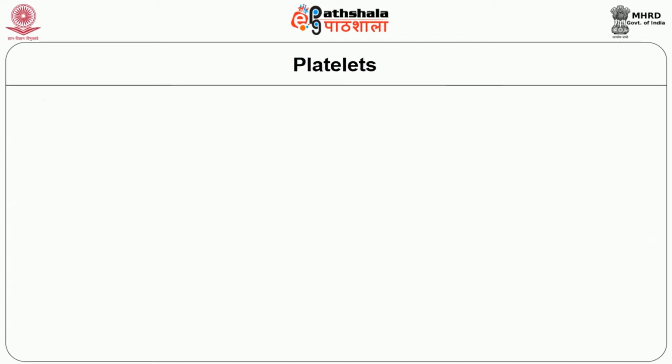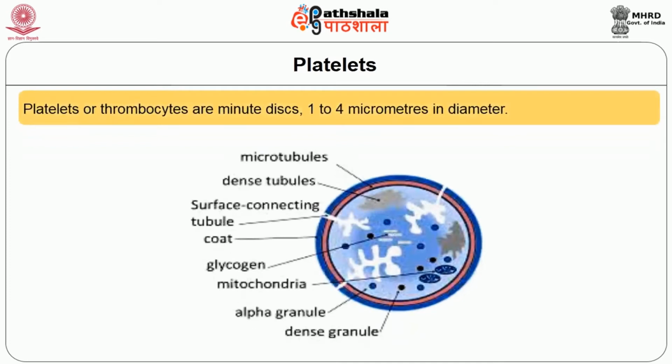So now before going into the next mechanism, that is mechanism of platelet plug formation, I will just tell you what the platelets are. So platelets are otherwise called thrombocytes. They are minute disc-like cells which are present in the blood, and they are 1 to 4 micrometers in diameter. The normal blood concentration of platelets varies between 1.5 to 3 lakhs per microliter. So this will decrease in case of certain infections, like in dengue fever.